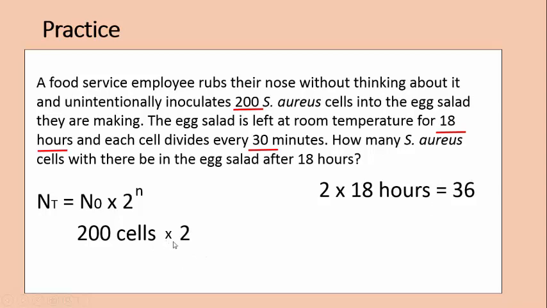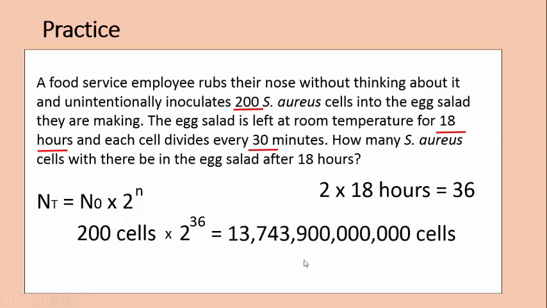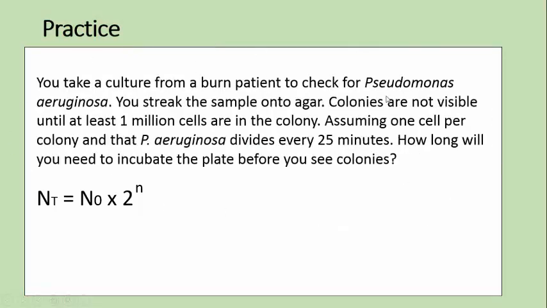So we do our times 2 raised to the 36. We plug this into the calculator, and we get this ridiculously large number, more than you would want in your egg salad. So we're going to convert this to scientific notation. So my decimal place is here, and we're going to go 1, 2, 3, 4, 5, 6, 7, 8, 9, 10, 11, 12, 13. So it is 1.3 times 10 raised to the 13th cells. Here is another style of question that you may see on the exam.